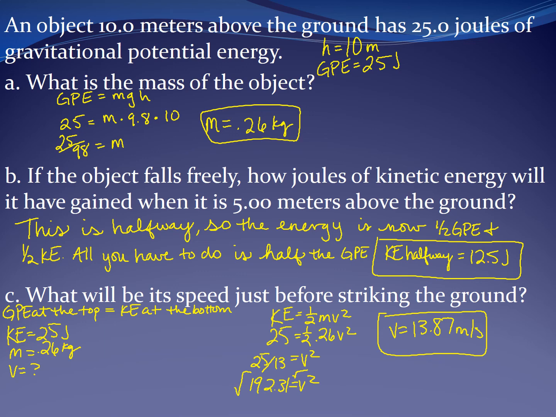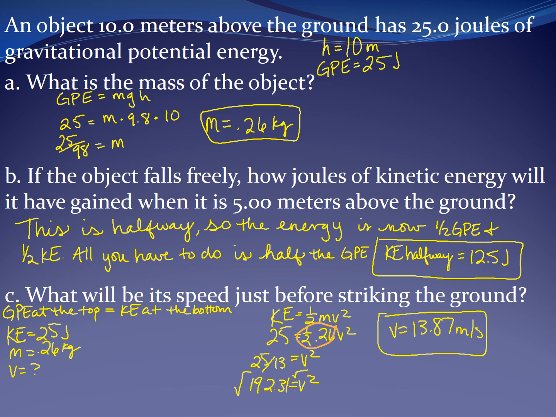When we're dealing with speed, we're dealing with kinetic energy because it's moving. So GPE at the top equals KE at the bottom. We know our kinetic energy is 25. Our mass is 0.26. What is velocity? We use the kinetic energy formula and fill in our variables. We have 25 equals 1/2 times 0.26 times v squared.